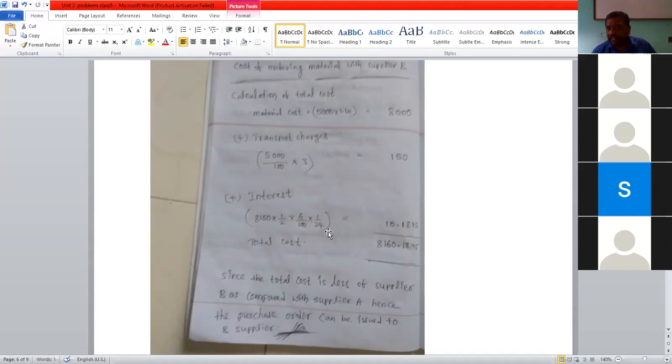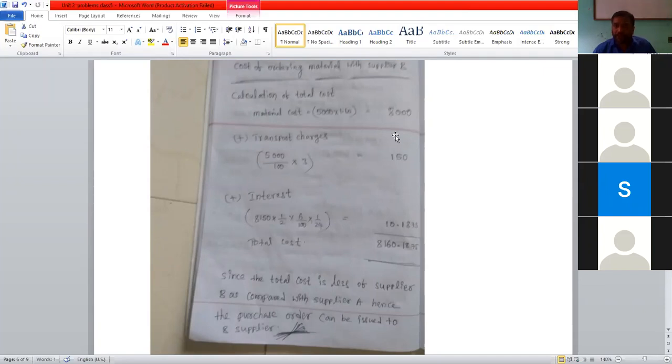So you are getting here 10.1875. Once again, on 8,150, 50% means 50 by 100, write it or take 1 by 2. So the 6% interest rate he said, 6 by 100. And then here 1 by 24, how am I getting it? Every 15 days, out of 360 days, 15 by 360, you are getting 1 by 24. Then you are getting 10.1875.